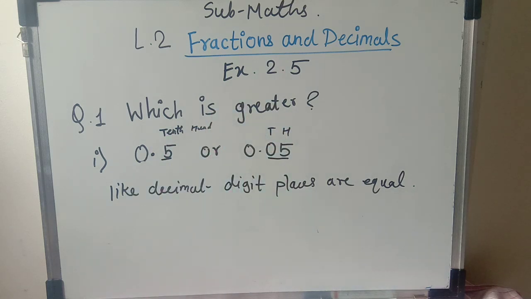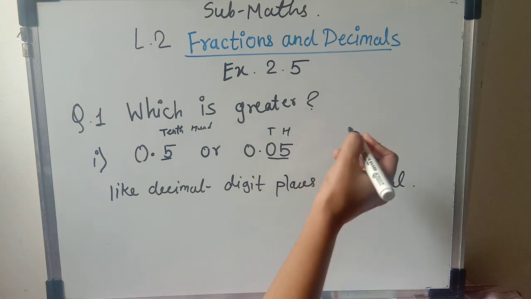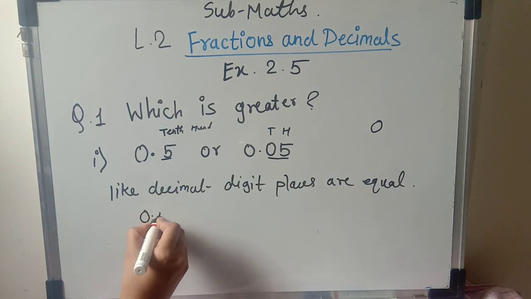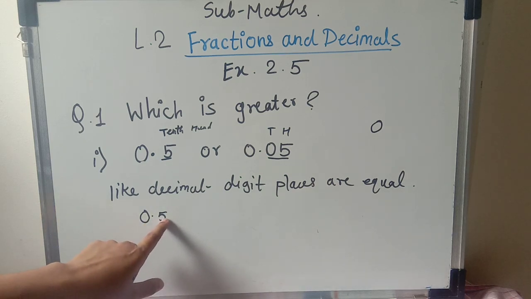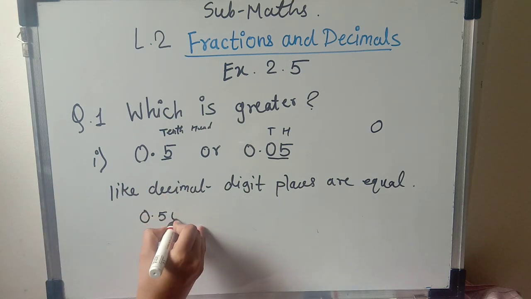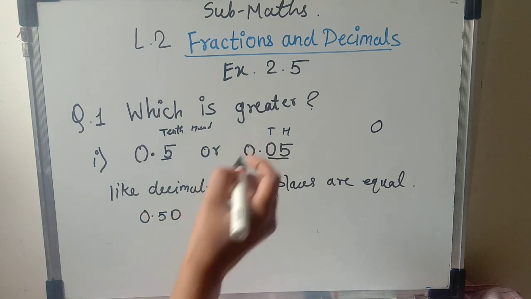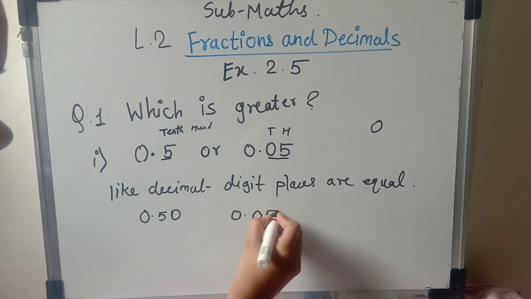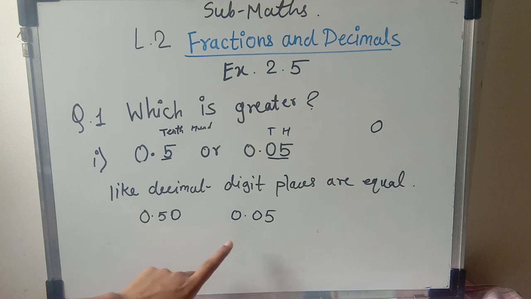To make a like decimal, we have to take 0. So here in 0.5, nothing is there after the tenths place. Which place comes next? That is the hundredths. But on the hundredths place there is no number, so we can take 0 here. Now what is our second number? That is 0.05. This is one method.